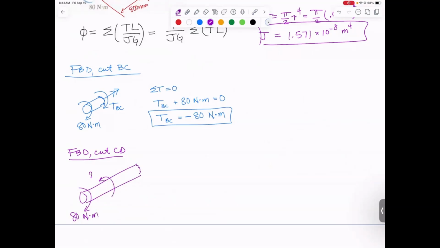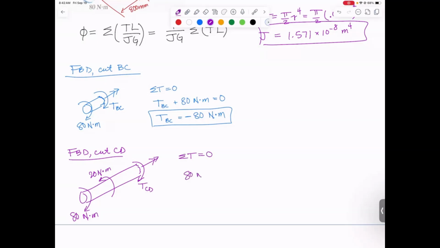It has 20 Newton meters in the opposite direction. And then again, I'm going to draw this in the positive direction. Positive just always means right thumb coming out of the face. And here will be my torque in between C and D. I again need to sum the torques and set it equal to 0.